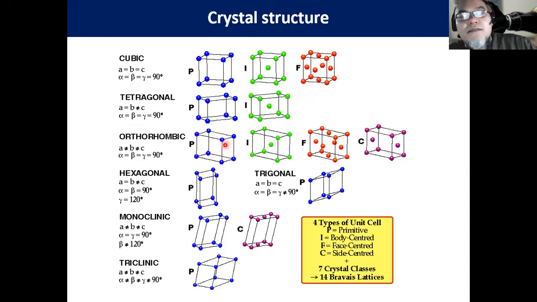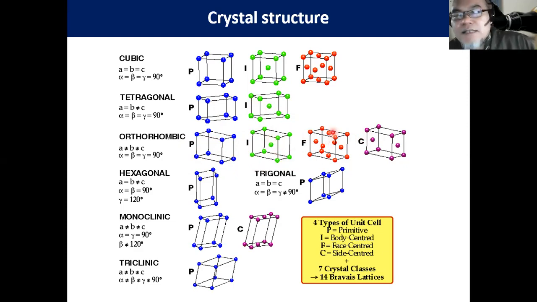We have the orthorhombic crystal lattice, where the angles between the three axes are 90 degrees. However, the three axis lengths are completely different. A is not equal to B, is not equal to C. We have the primitive one where the atoms only fill the corners. Here is the body-centered one, body-centered orthorhombic. Besides filling the corners, one single atom fills the middle or the center of the lattice.